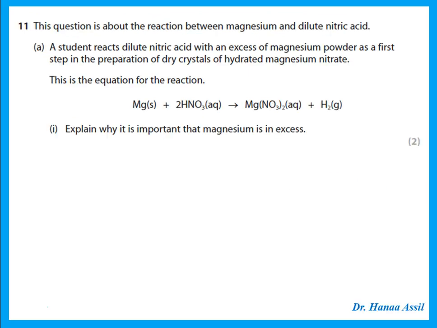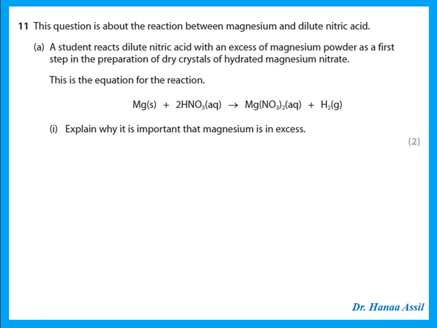This question is about the reaction between magnesium and dilute nitric acid. A student reacts dilute nitric acid with excess magnesium powder as a first step in the preparation of dry crystals of hydrated magnesium nitrate. So he's trying to prepare magnesium nitrate. He puts magnesium in dilute nitric acid. And remember, he's saying he has dilute nitric acid and excess magnesium.